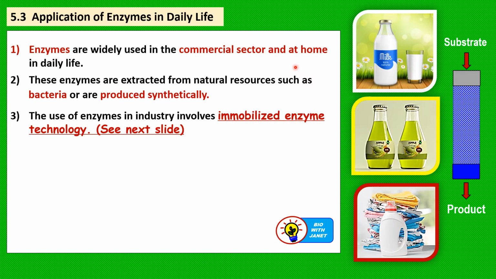Now the use of enzymes in industry involves a technology called immobilized enzyme technology, which we will discuss in the next slide. So you can see it on the picture here on the right. So in immobilized enzyme technology, the enzyme is bound to or combines with some inert substance here, and then it can carry out the catalysis of certain reactions. We'll discuss more in the next slide.